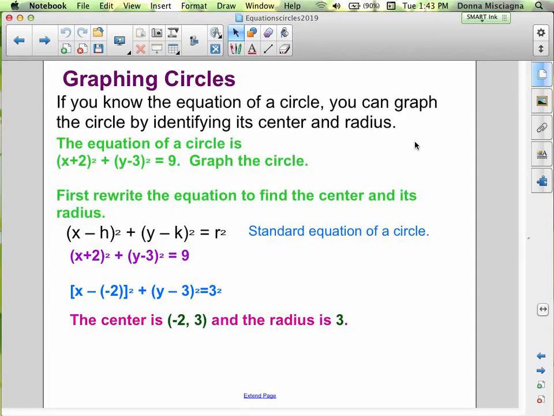Welcome to Graphing Circles. This is actually a pretty easy lesson. This isn't going to be a very long lesson either. If you know the equation of a circle, then you can graph the circle by identifying its center and radius.